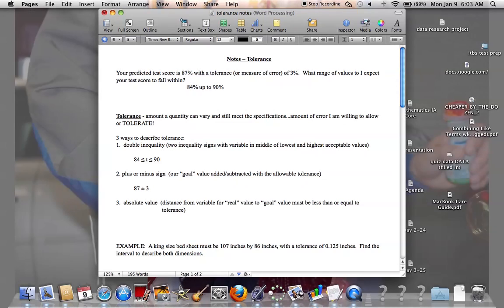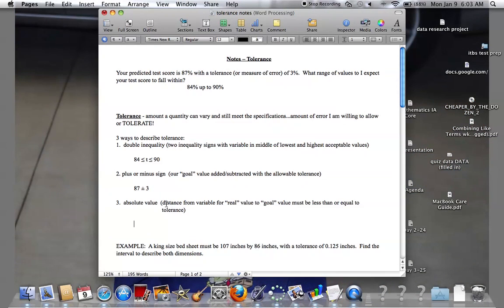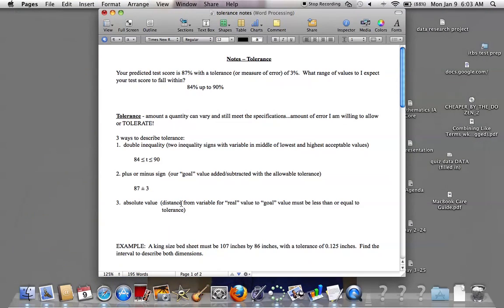The third way, which we will not talk about a whole lot because we haven't done a lot with absolute value yet, but we know that absolute value measures a distance. So we're going to use absolute value to measure a distance, and it's how far is our real value, our variable right now, our t, because we don't know what our test score is, from the goal value. And that has to be less than or equal to the tolerance, in this case less than or equal to the 3%.